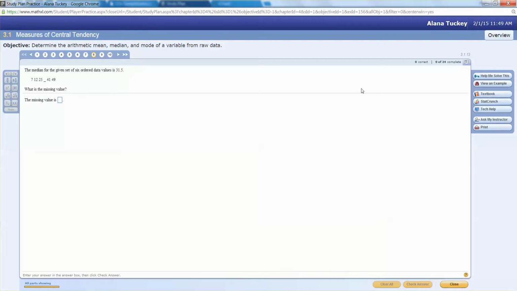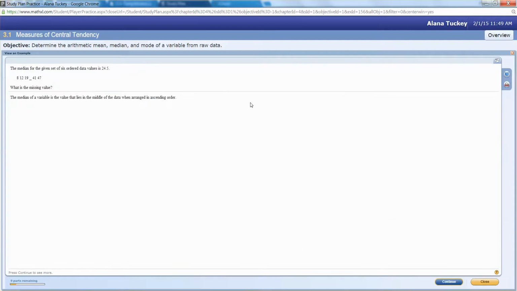All right, so I'm going to click View an Example here. And it says the median for the given set of 6 ordered data values is 24.5. And then it has these data values: 8, 12, 19, a blank, 41, and 47. And it wants to know what is the missing value.